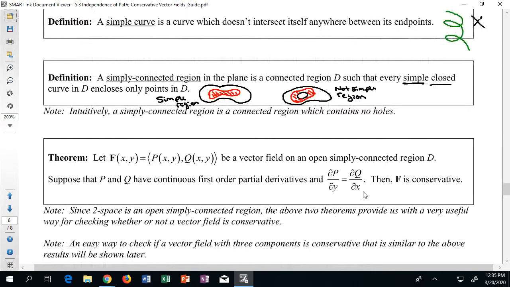With all of that in mind, we're able to state our last theorem for this video. And I know there's been a lot. This is one you'll probably have to watch over a couple times. Here's what it says. Let F be a vector field on an open, simply connected region D. Then if it's the case that the P and the Q, the components of this vector field, have continuous first order partials, and you know that the partial with respect to y for P and the partial with respect to x for Q are equal, then you can determine that F is a conservative vector field.